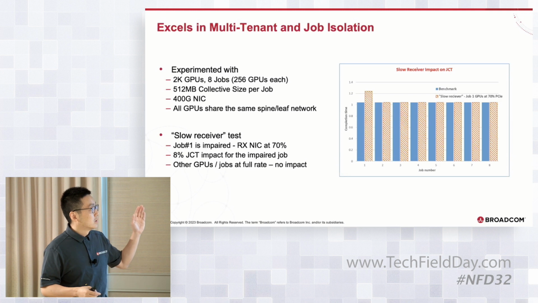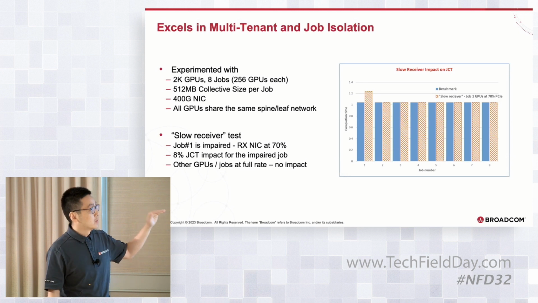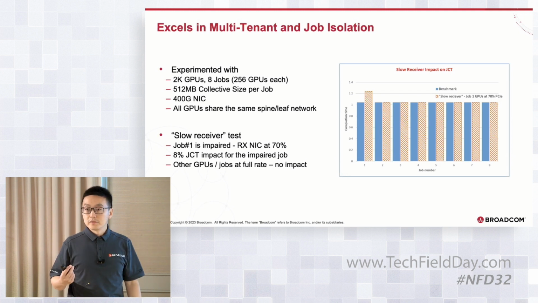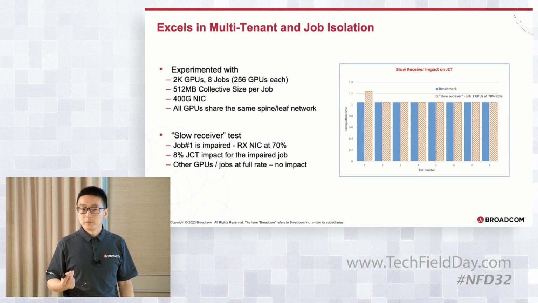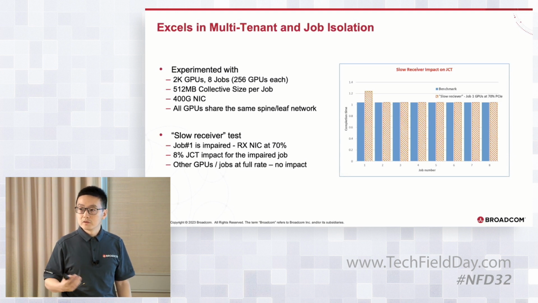So for example, when there's no slow job, everything works perfectly. The performance, job completion time, has been normalized to 1 based on the blue bar. And we purposely create a slow job. For job number 1, we limit the receiving capacity to 70%. By creating such a slow job, we can observe the impact and dependency between different jobs.